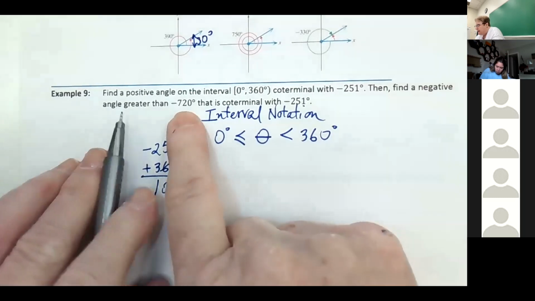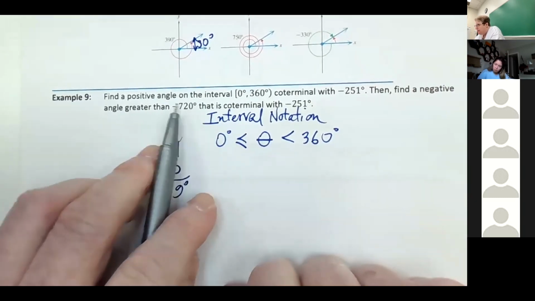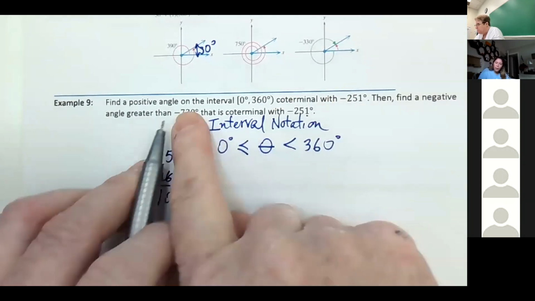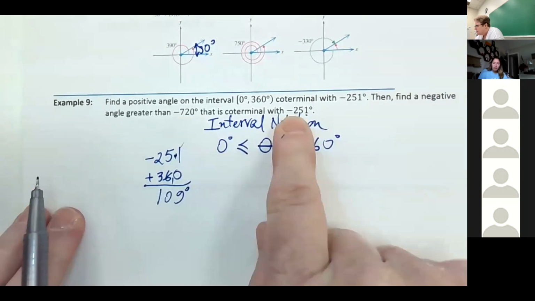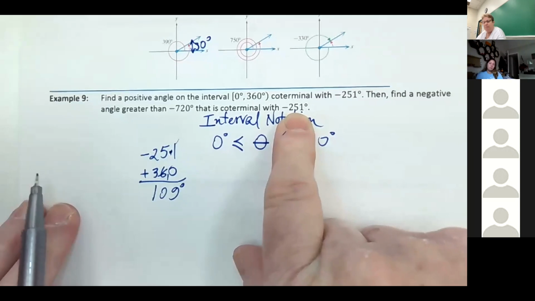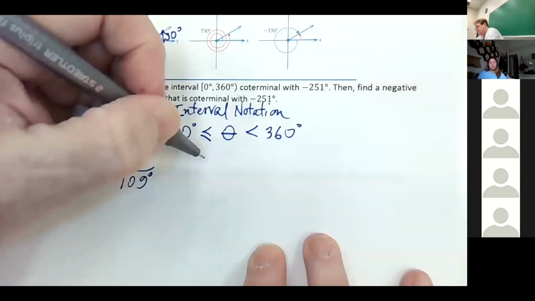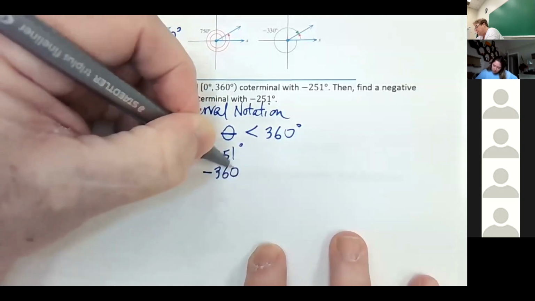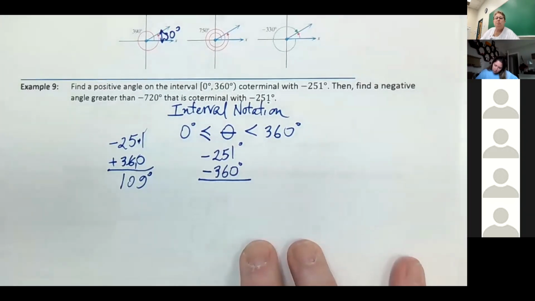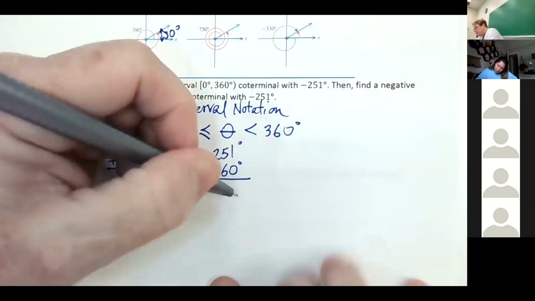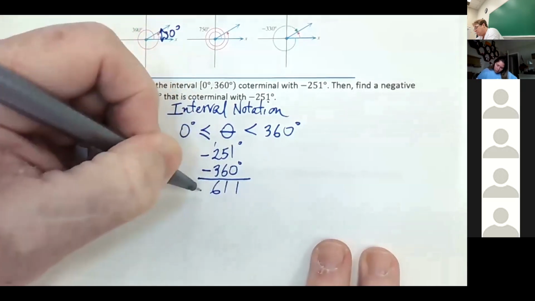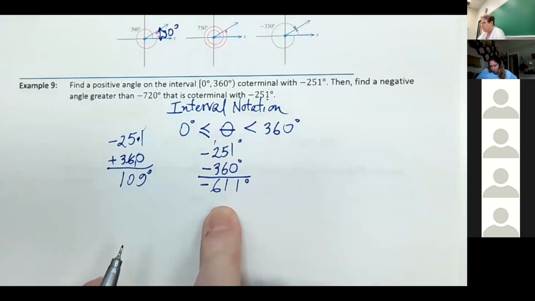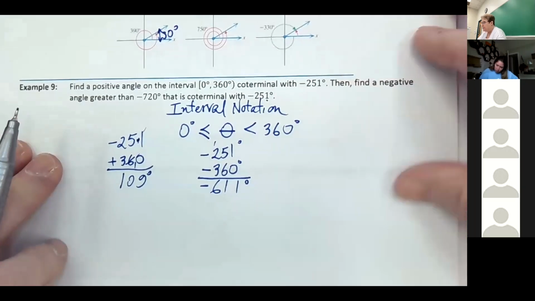What about a negative angle that is between negative 720 degrees, and, well, that's bigger than negative 720, and coterminal with negative 251? Well, now we're going to subtract 360. So we start with negative 251 and subtract 360, and we get negative 611 degrees. So we're adding and subtracting 360.